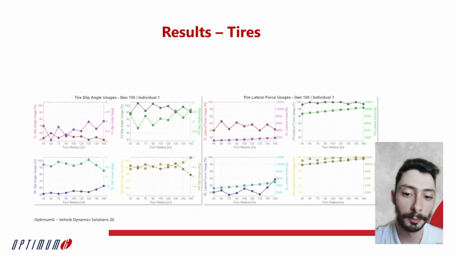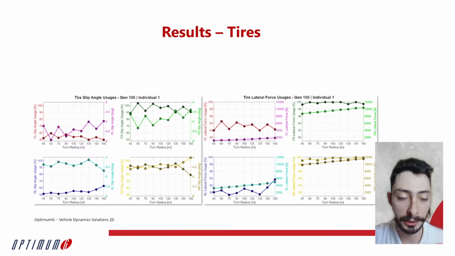And when we go back to our optimization results, here on the left side, we have the slip angle usage together with the slip angle of each tire. And on the right side, we have the lateral force usage also together with the lateral force that is being generated by each of the 4 tires at each of the different skid pad radii.